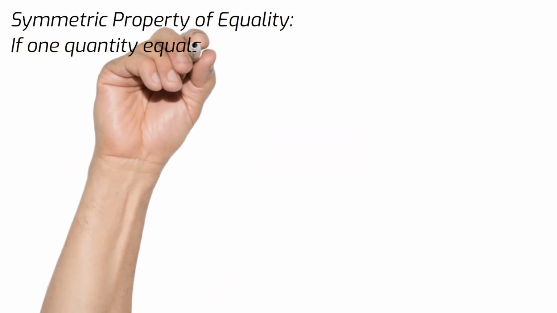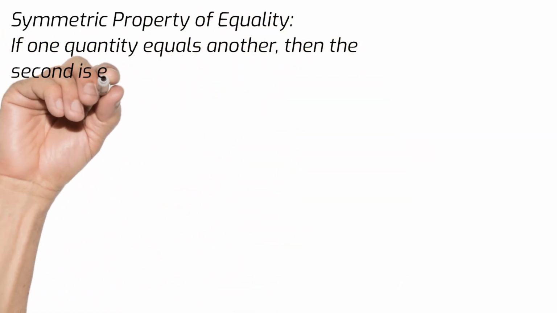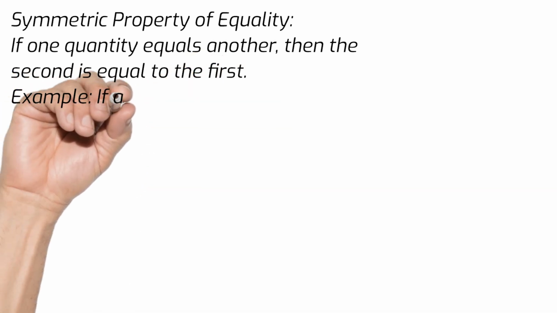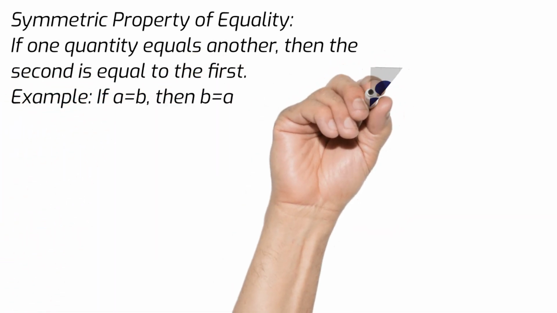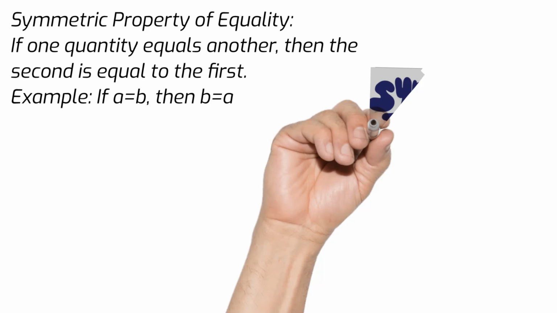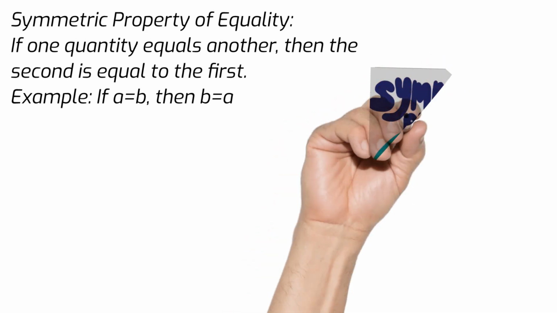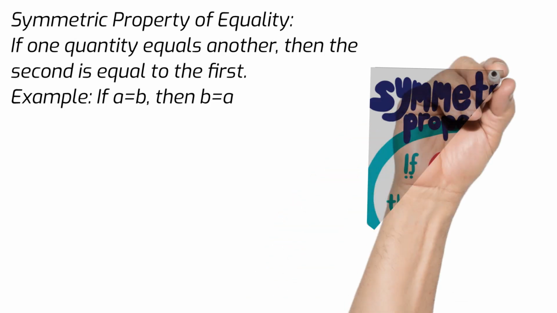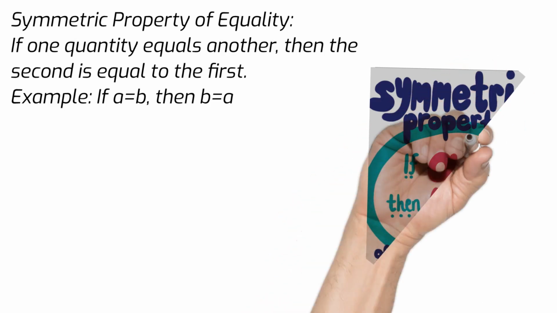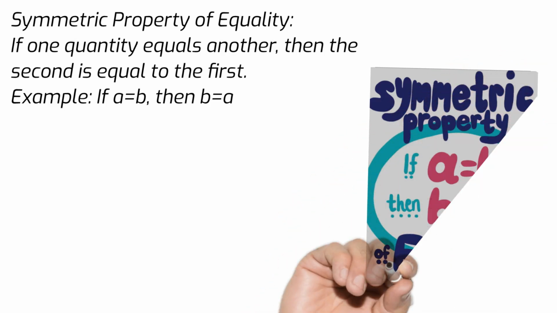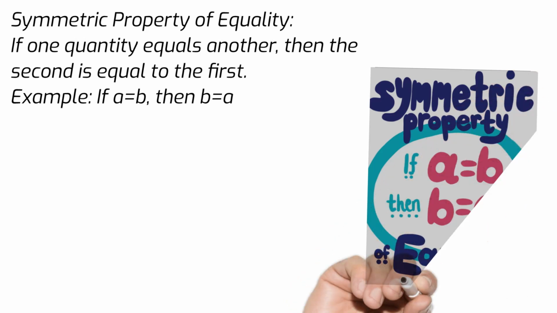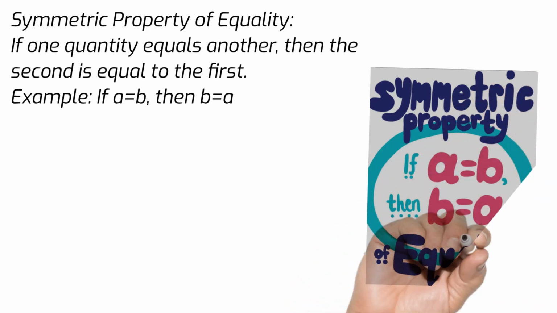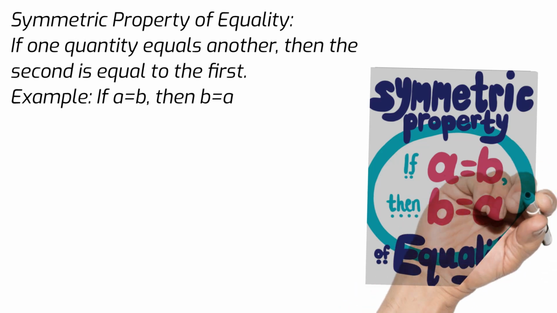Symmetric property of equality. If one quantity equals another, then the second is equal to the first. So if A is equal to B, then B is also equal to A. It's just the idea of two halves, so one is equal to the other. It comes from the word symmetry. So, symmetric property of equality.